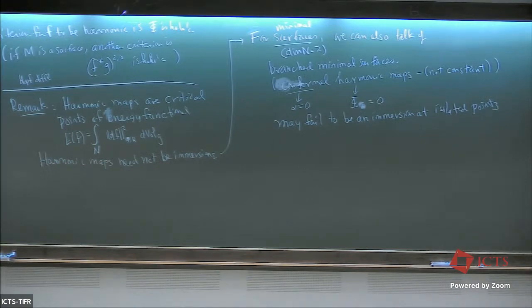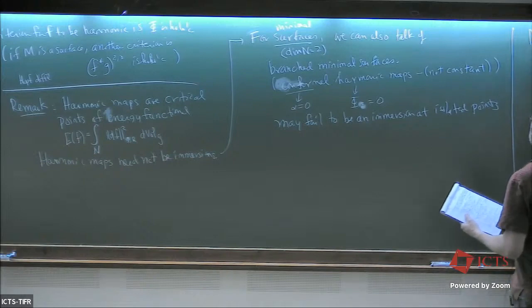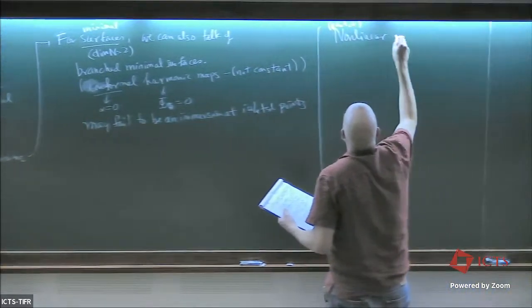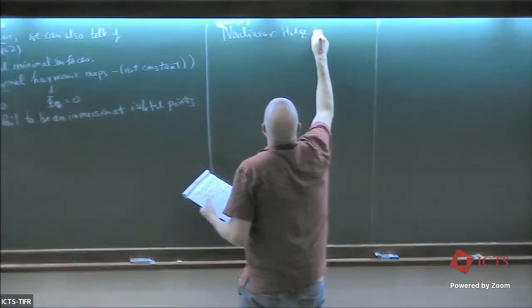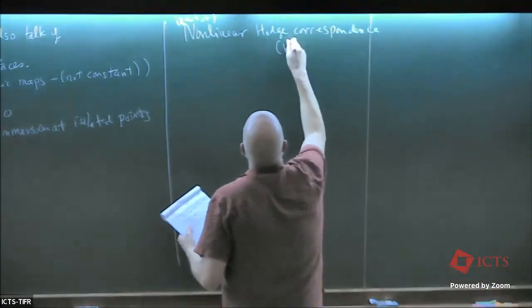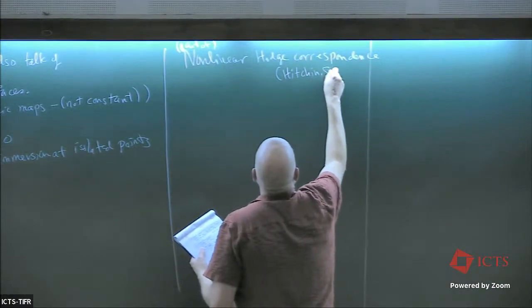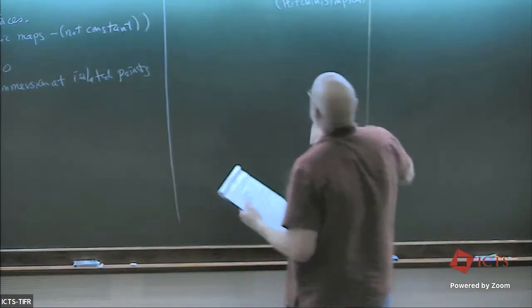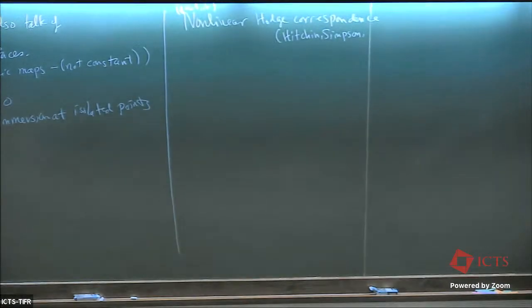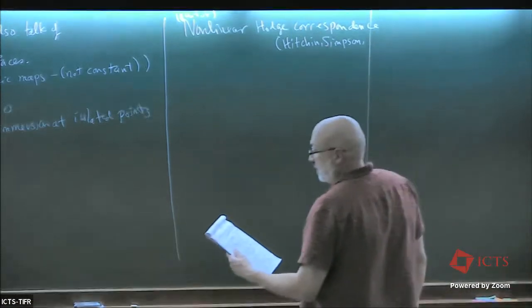And let me talk about the main first topic of today, at least part of it, since I'm not going to talk about the entire thing: the nonlinear Hodge correspondence. And so this is due to Hitchin and Simpson. So Hitchin introduced the theory of Higgs bundles on Riemann surfaces, and Simpson expanded this theory to a lot of other interesting cases.